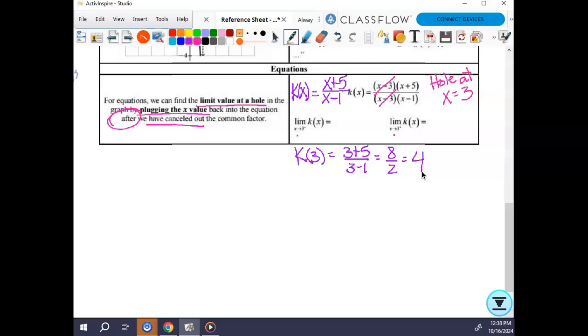So if I have a hole, my left and right limit are going to have to be the same because we're heading to the same spot. Okay? What questions do you have? So that's all the limits with rationals wrapped into one so you can see how they're the same and how they're different.